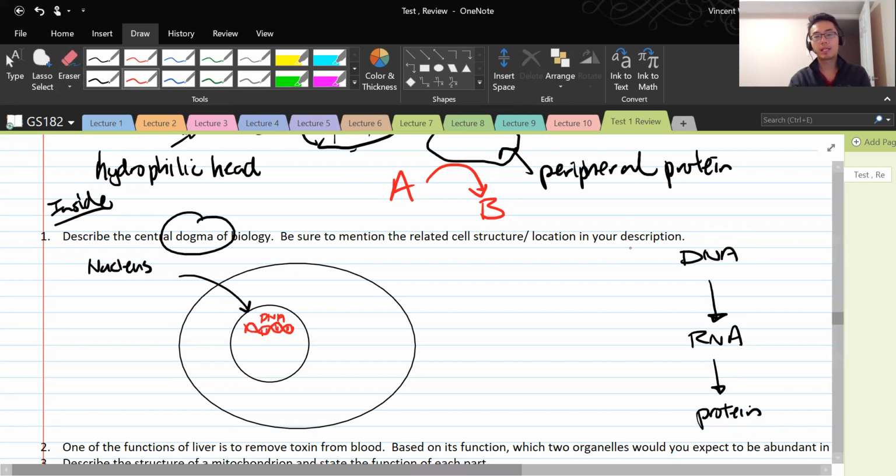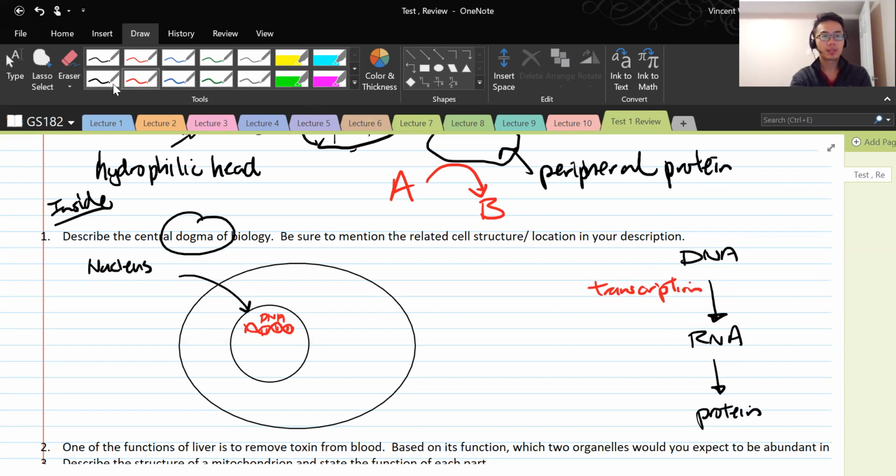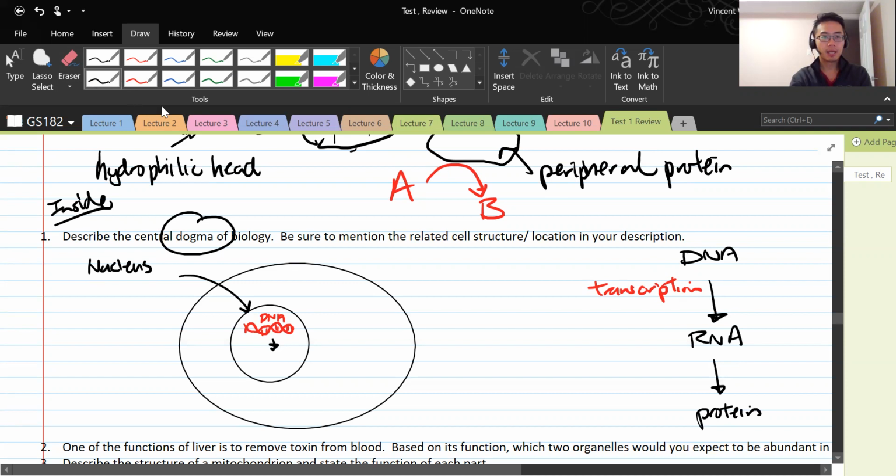DNA contains the instructions to make proteins, but we are going to make the proteins in the cytoplasm. We don't want DNA to leave the nucleus, so we make a copy of the parts that we need in the form of RNA. This process is called transcription, and it happens in the nucleus. So DNA is going to become a copy, RNA. You don't copy the whole thing. You only copy the pages that you want.